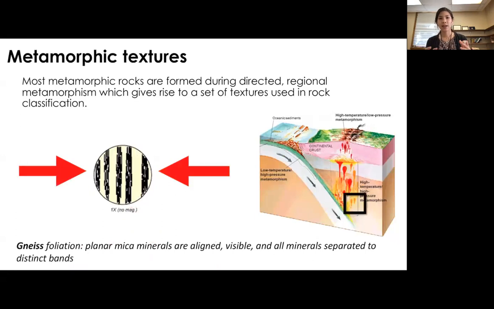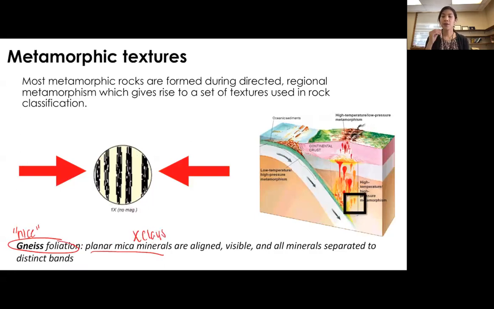At even increased pressures and temperatures, those micas, in addition to being aligned perpendicular to the pressure directions, will now start to group themselves. And this gives us gneiss foliation, again, pronounced like the word nice. And here we have planar mica minerals that are aligned. We're not going to have that many clays. So X on the clays.